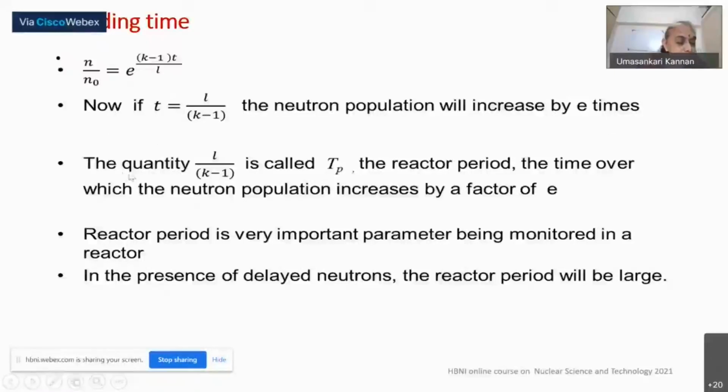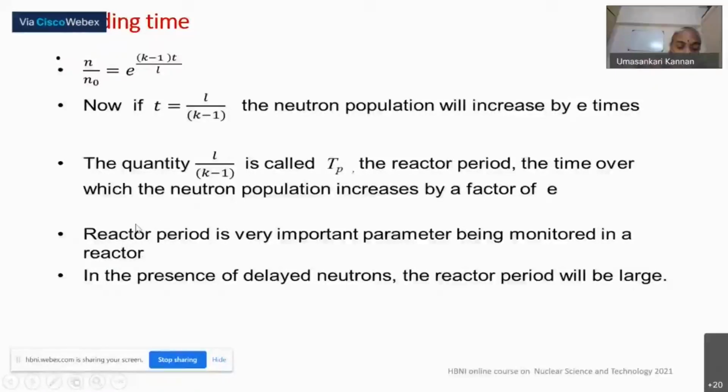So far we were considering in the example how the neutron population doubles. But actually this e-folding time is very important, because the quantity L by k minus 1 is called the reactor period. The reactor period is the time over which the neutron population increases by a factor of e, this is the way in which the exponential function increases. This is called an e-folding time. So the reactor period is a very, very important parameter, and this is the one being monitored in a reactor.